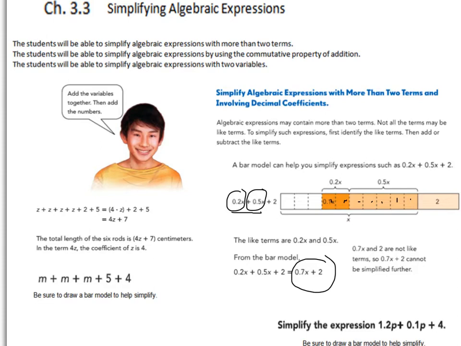Okay, so let's go over here on the left, and we have z plus z plus z plus z plus 2 plus 5. Well, our like terms are all these z's. Remember, there's an imaginary 1 in front of a variable if there's not one there. So 1z plus 1z plus 1z plus 1z is 4z. And then positive 2 and positive 5 are like terms. 2 plus 5 is 7. So my answer would be 4z plus 7.